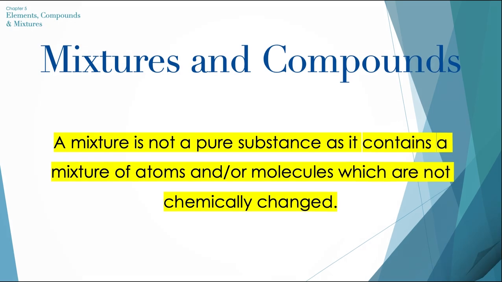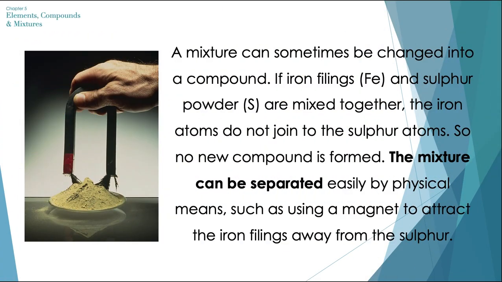So a mixture can sometimes be changed into a compound as well. For example, if iron filings, which are iron, and sulfur powder are mixed together, this is sulfur, the iron atoms do not join to the sulfur atoms, so no new compound is formed.